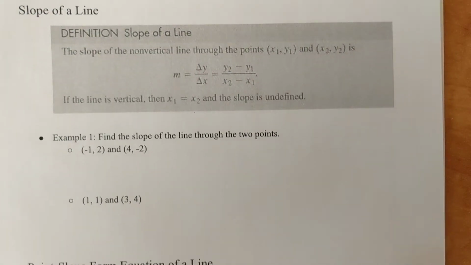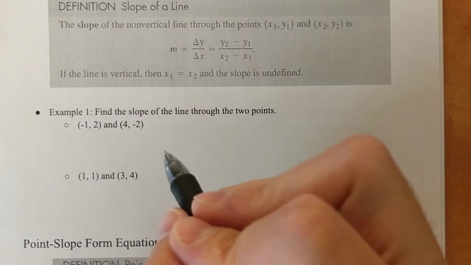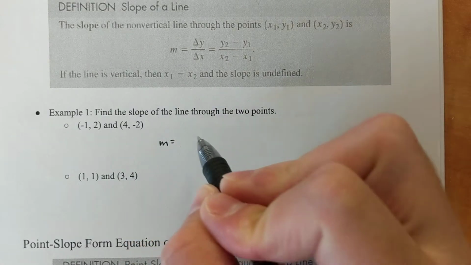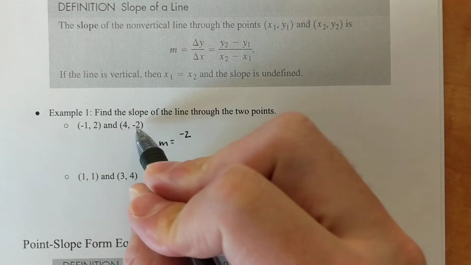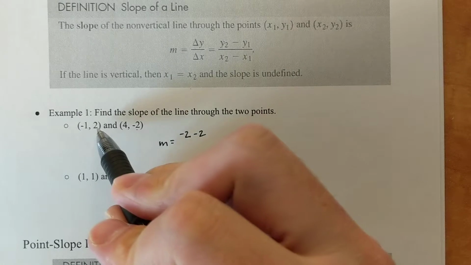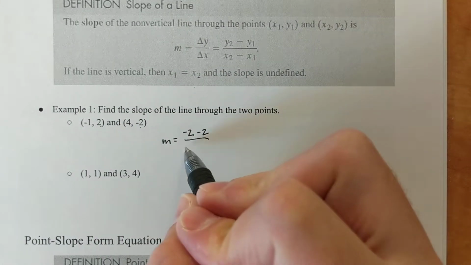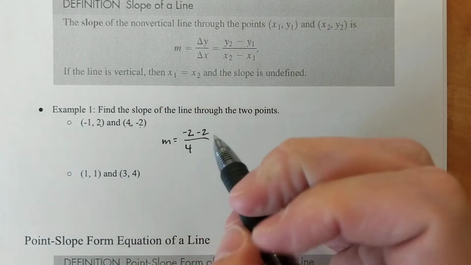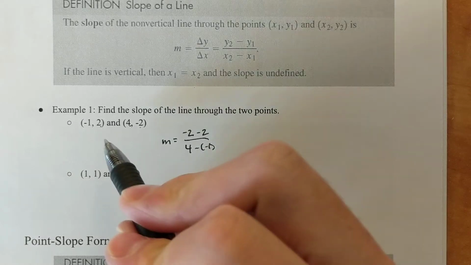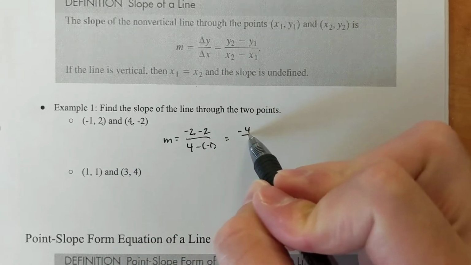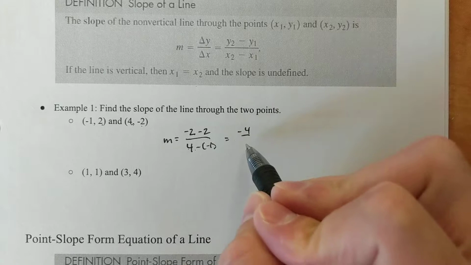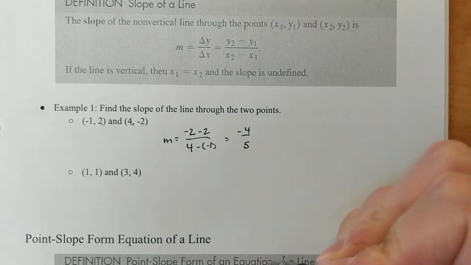So example 1 here asks you to find the slope of the line that passes through those points. So m is equal to y2 minus y1 over x2, which is 4, minus x1, which is negative 1. So that's negative 4 over, so 4 minus negative 1 is 5, and there's your answer.